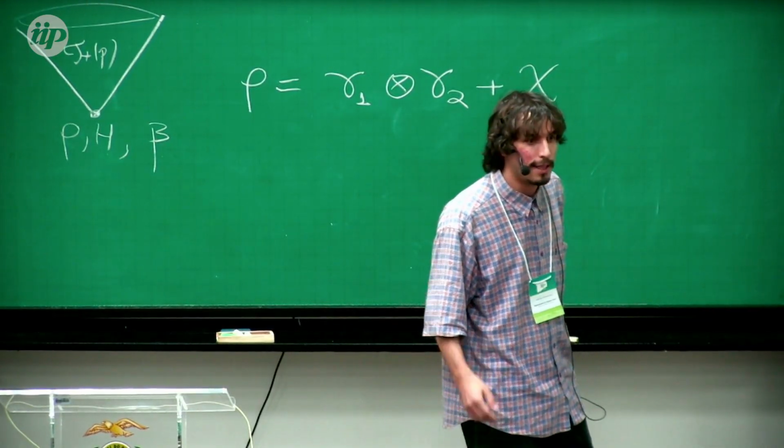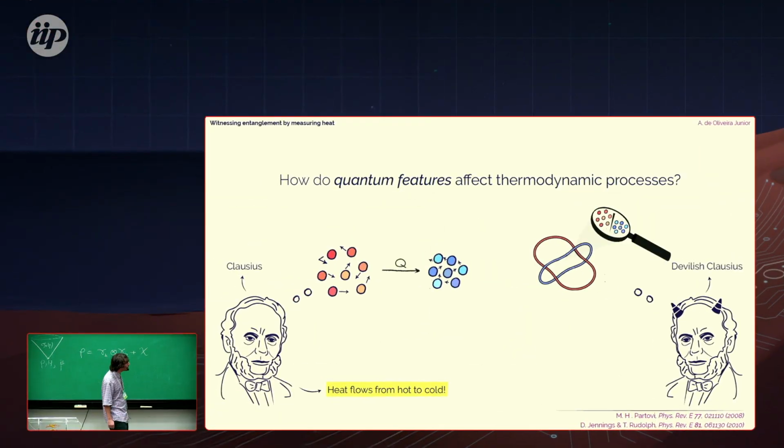And it's very interesting because we can generalize Clausius' formulation to account for those correlations. The most interesting aspect of all this is that there was a very beautiful experiment done at CBPF demonstrating this anomalous heat flow. So this is an example of how quantum features can affect thermodynamic processes.